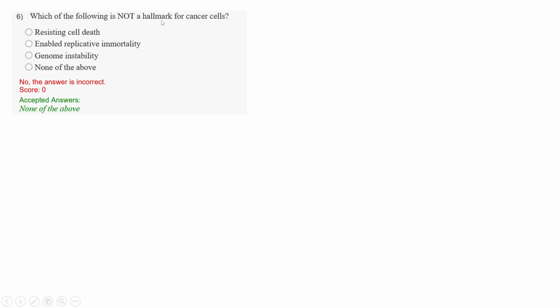Genomic instability is there in the cancer cell. That is why it induces cancer progression, because of genomic instability. So all these three options are correct, and none of the above will be the correct option, because all these three are properties of the cancer cell, and you have to suggest which is not.